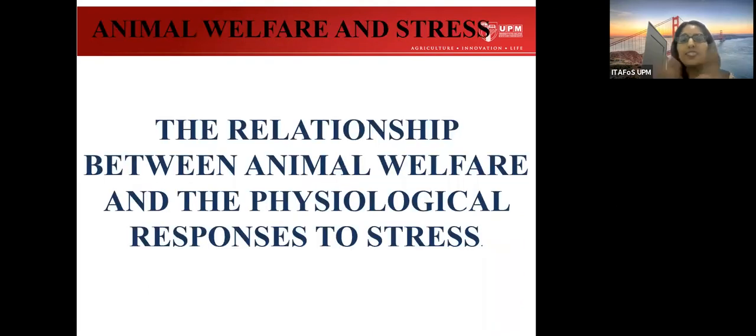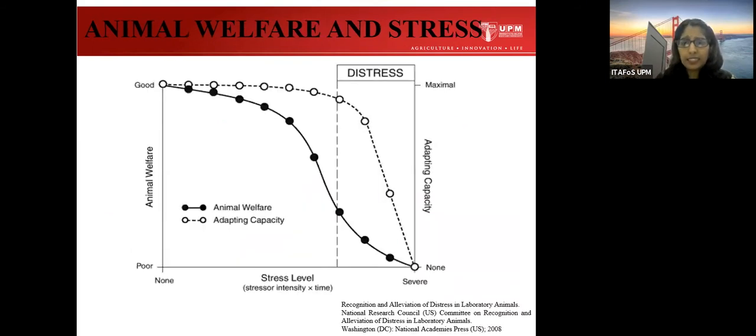So what is the relationship between animal welfare and the physiological responses to stress? I found this figure from the website I cited here, and it was published in 2008.